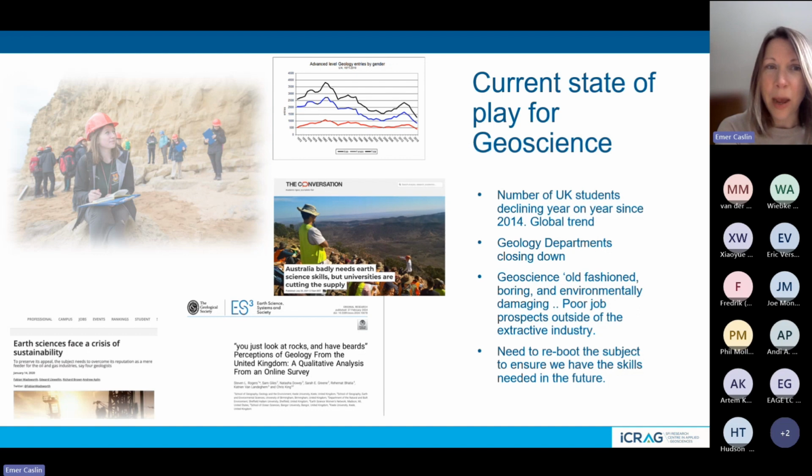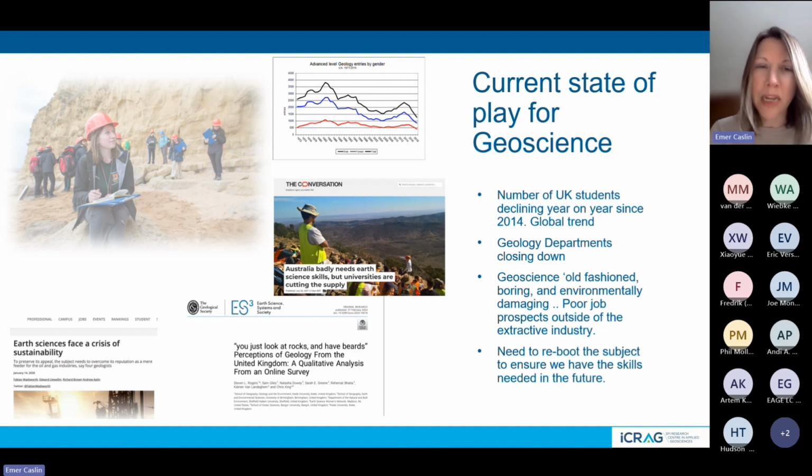And yeah, there's this perception, and there was a paper I received a few weeks ago from the Geological Society, from the Earth Science Systems and Society publication, where they did a fairly detailed quantitative analysis and surveyed people, a combination, I suppose, of geoscientists and non-geoscientists, around the reputation of geoscience. Remarks such as being old-fashioned, boring, and environmentally damaging, as well as things like they just look at rocks and they have beards, were some of the things that came out.